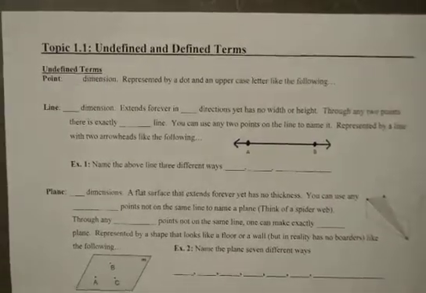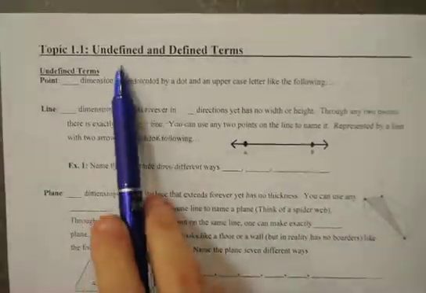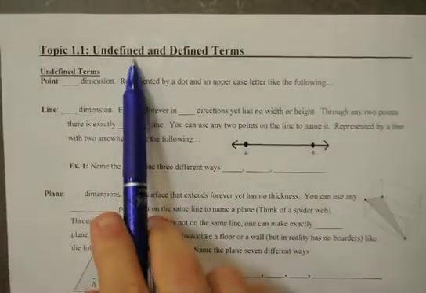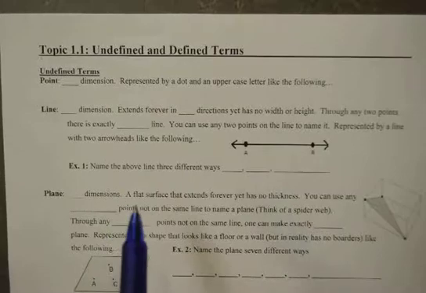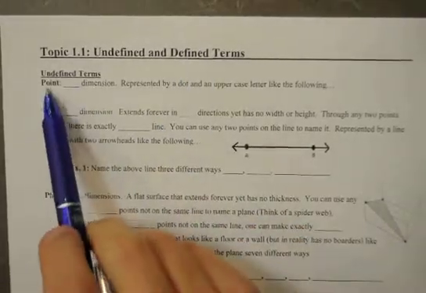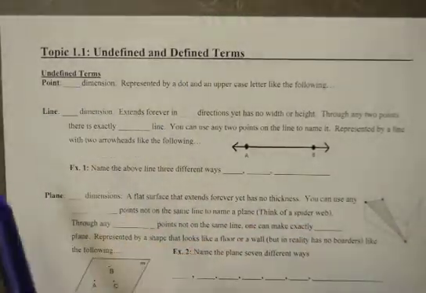Hello and welcome to topic 1.1, undefined and defined terms. Believe it or not, there are words that do not have definitions. In geometry, the first lesson is talking about these words. For example, try to define what a point is.